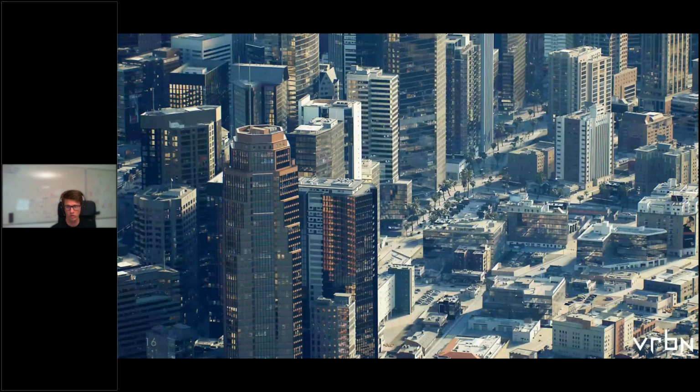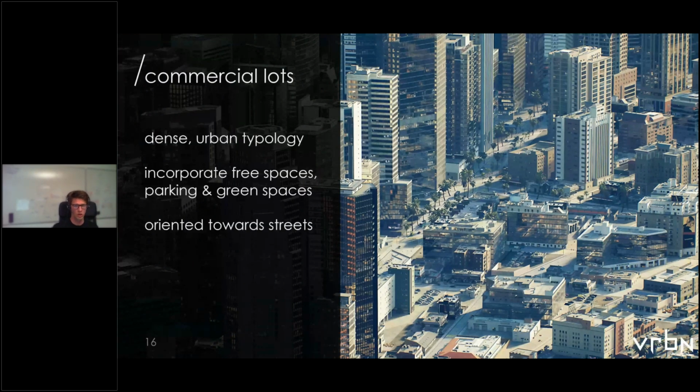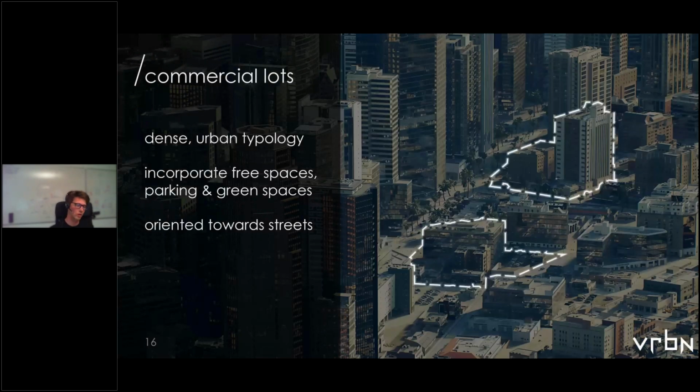It's about commercial lots. So we have our understanding of what commercial lots are inside the CityLayouter. It's a very dense urban typology. So it should also incorporate some free spaces, some parking areas, a bit of green spaces, and most of the buildings should be oriented towards the streets. So in this building here, you'll see 2 examples highlighted, where basically that whole block is the input for the rule, and the rule then comes up with a solution that fills the space as well as possible, places buildings according to a few settings that our artists can control.